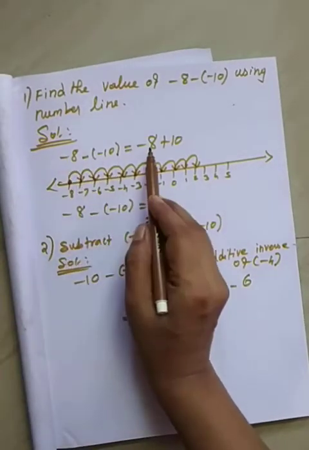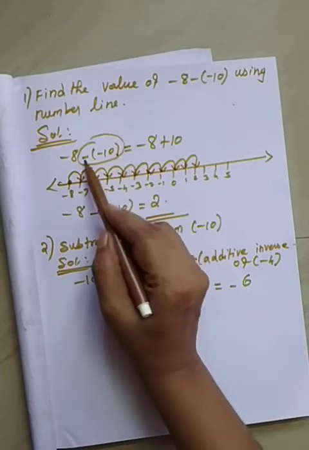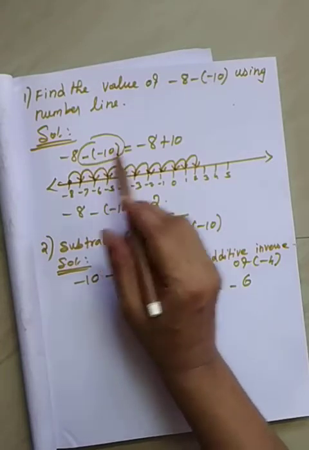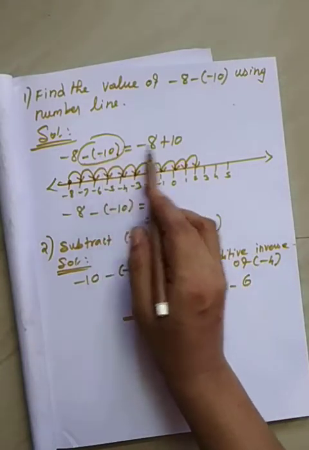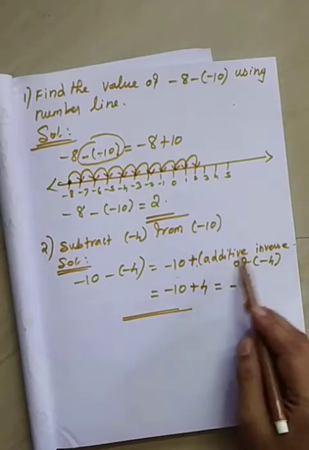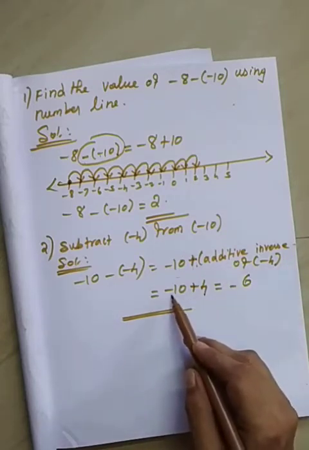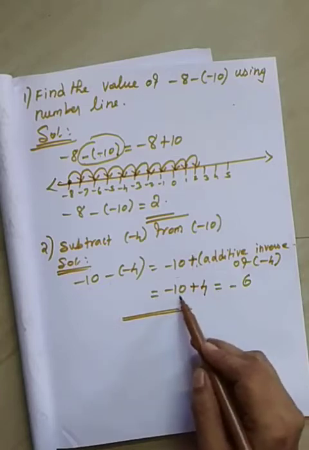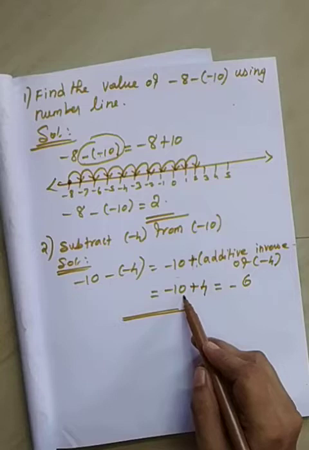See here, minus 8 minus of minus 10 means you put plus the additive inverse of minus 10, which is plus 10. Clear? So the same procedure: the additive inverse of minus 4 is 4. So minus 10 plus 4. So which number is largest? 10. What is its sign?